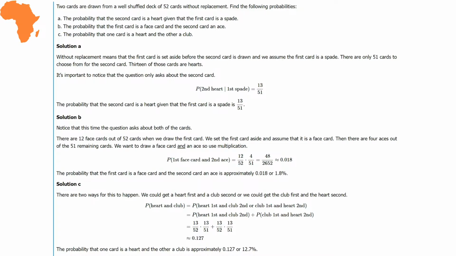So, here, second card is a heart, given first is a spade. We know that without replacement, the first card is set aside. There are only 51 cards, of which we know 13 of those cards are hearts. So the second being a heart is 13 over 51, because we already removed the spade. So if we did not remove the spade and we were doing with replacement, let me just preempt tomorrow's lecture, it will be 13 over? Perfect.